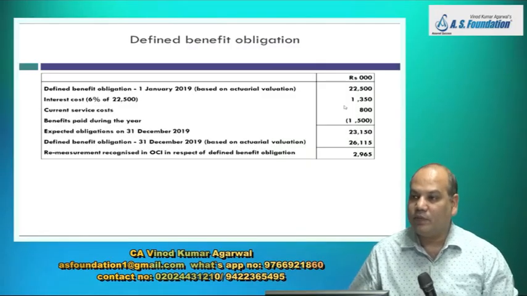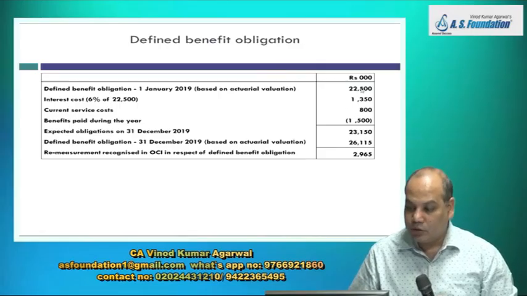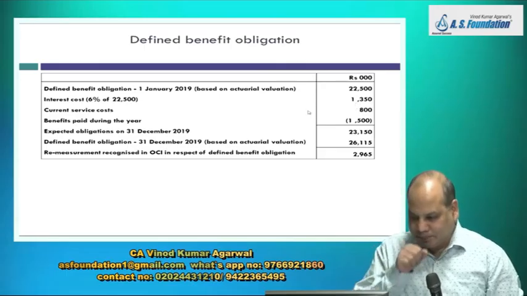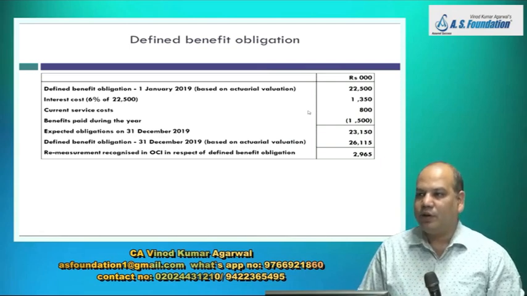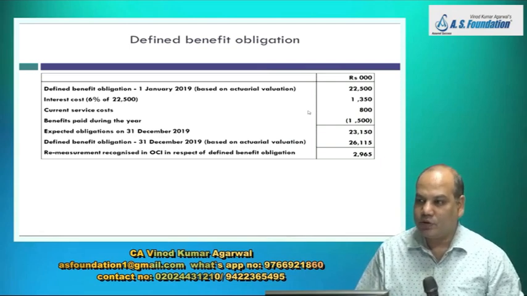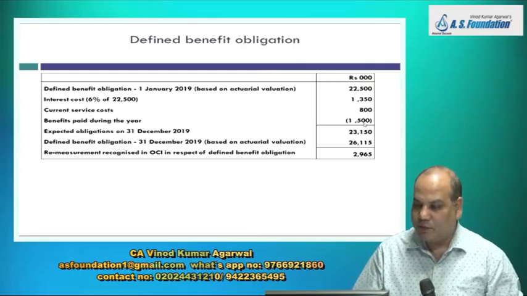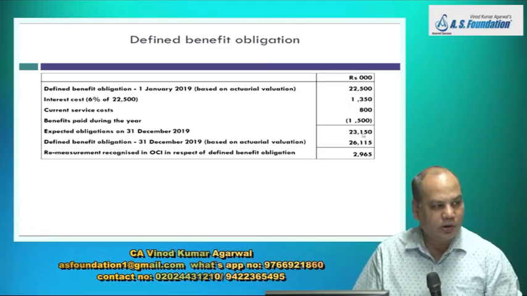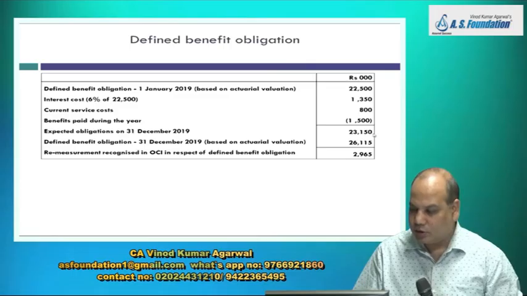Now try this defined benefit obligation. Now come to the opening balance first. 22,500, tick mark. On opening balance also calculate the interest at 6%. 22,500 into 6%. Is it 1350? Yes. Current service cost 800. Add. Benefit paid reduce, 1500. So now this will give me the carrying amount of the defined benefit obligation in the book. 23,150.